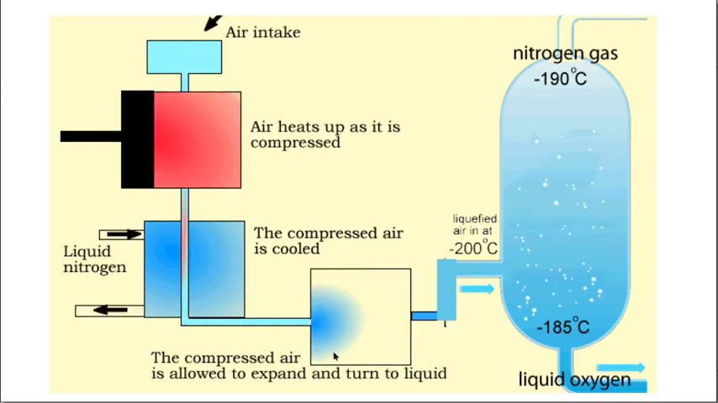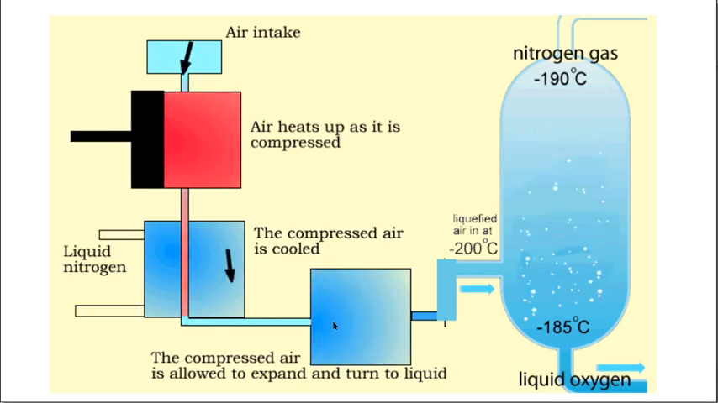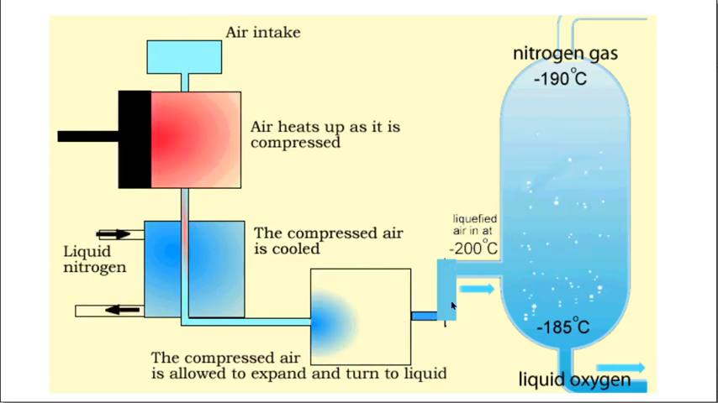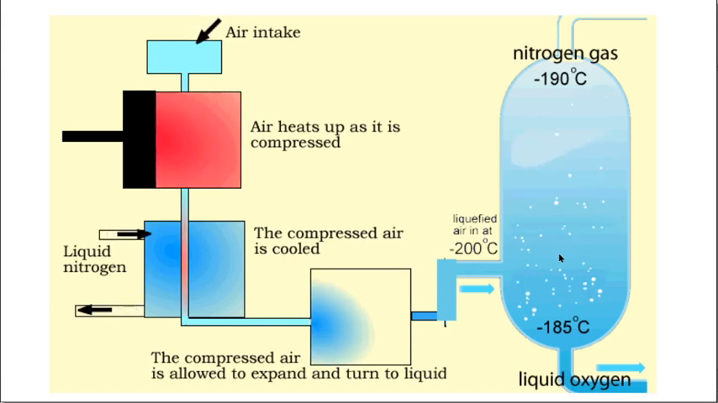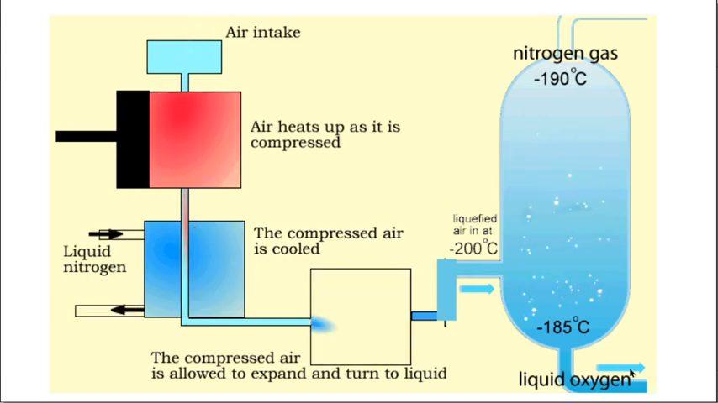So then the air, now liquid air, which seems strange, comes out of here at minus 200 degrees, gets pushed into this container, and the nitrogen goes out the top and the oxygen goes out the bottom.